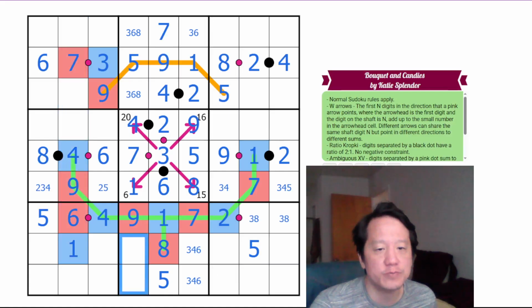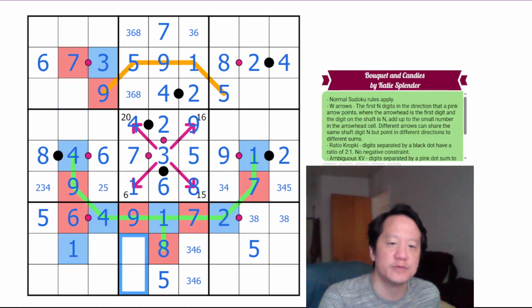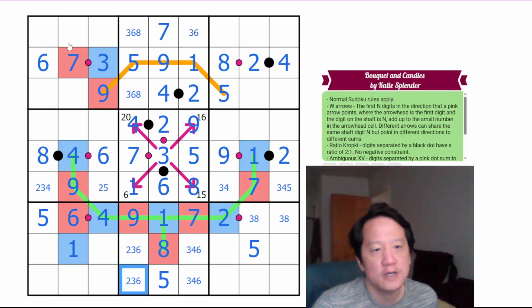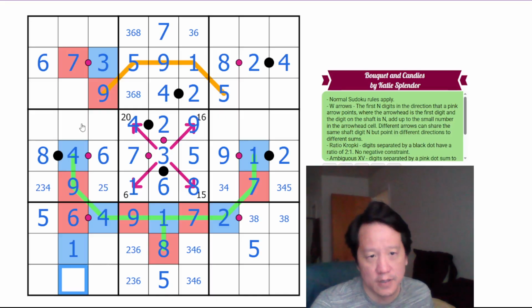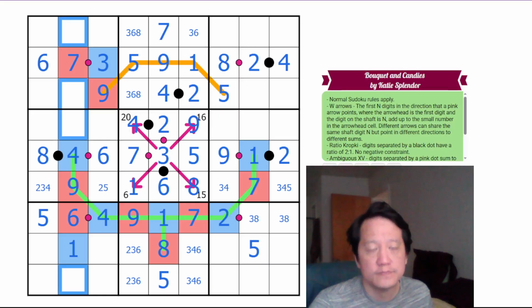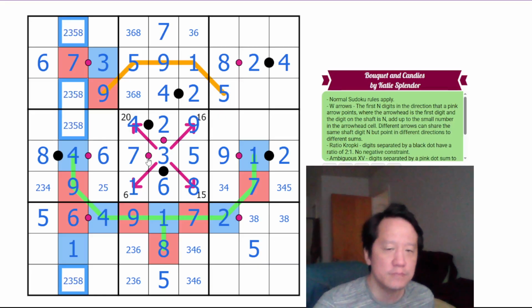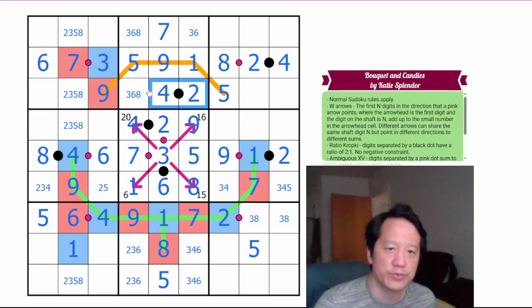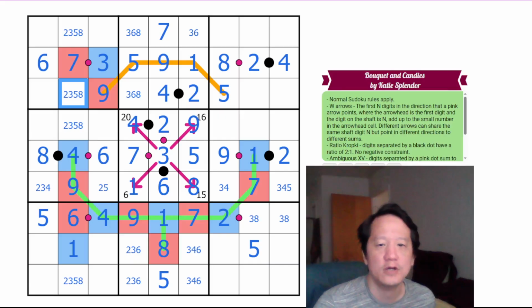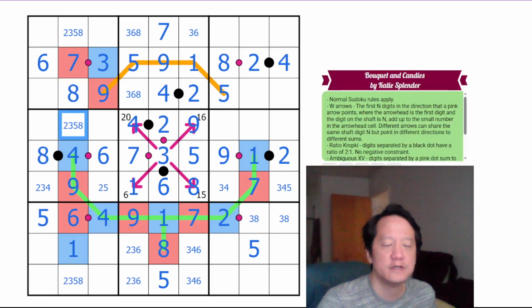This lower central box is 2, 3, 4, and 6, but 4 cannot be here, so this is 2, 3, 6. Column 2, we have 2, 3, 5, and 8 remaining. And this digit cannot be 2, 3, or 5 because of 3 in the box and 2 and 5 in the row. That makes this an 8.